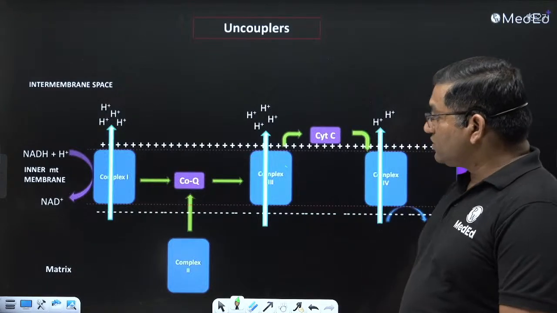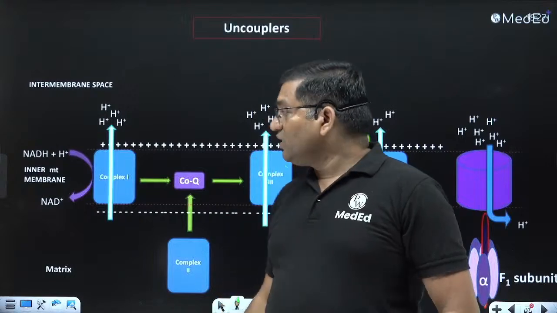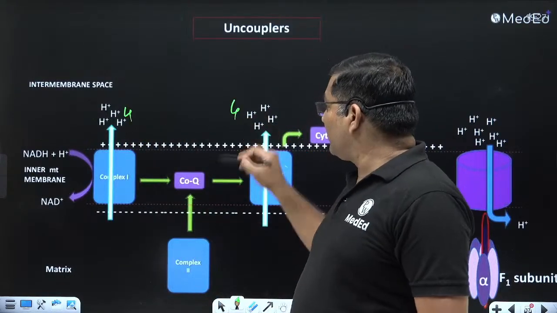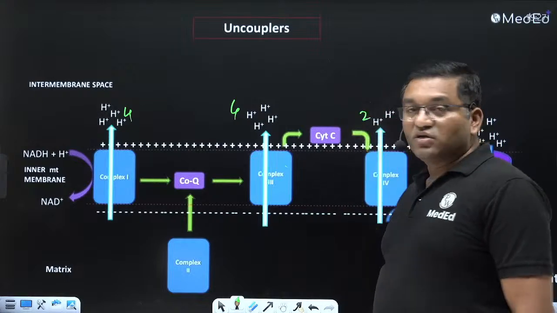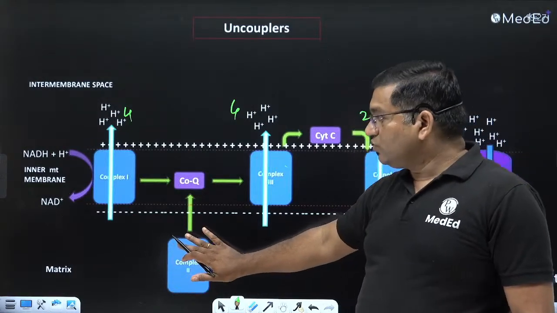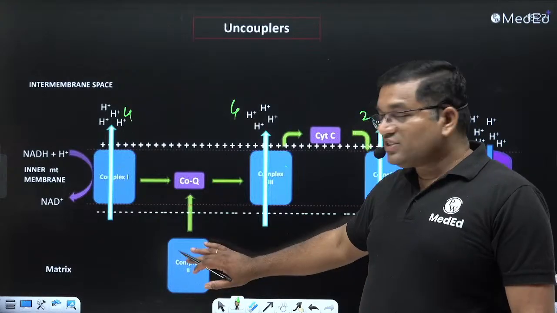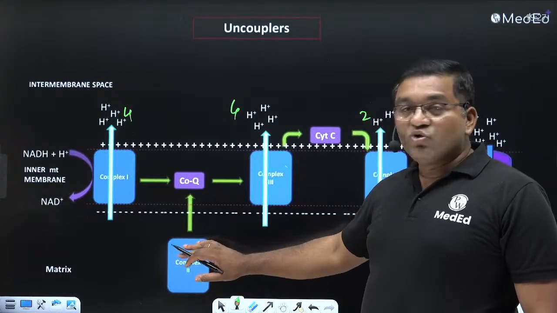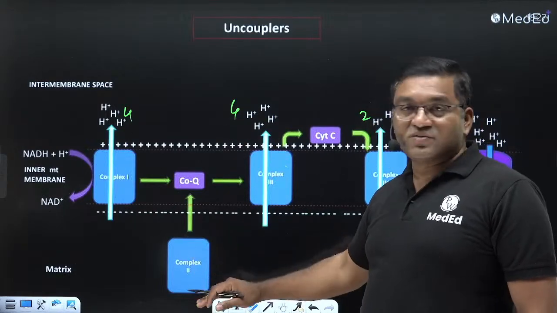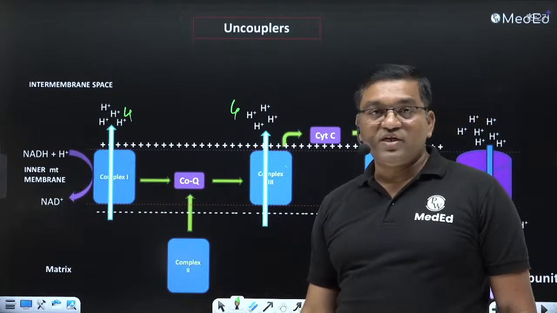When there is continuous flow of electrons through the complexes of the electron transport chain, there is pumping of protons: 4 from complex 1, 4 from complex 3, and 2 from complex 4. There is no pumping of protons from complex 2, because the energy generated during the transfer of electrons is very low, which is unable to pump protons into the intermembrane space. Also, it is not a membrane spanning protein, whereas these others are membrane spanning proteins.